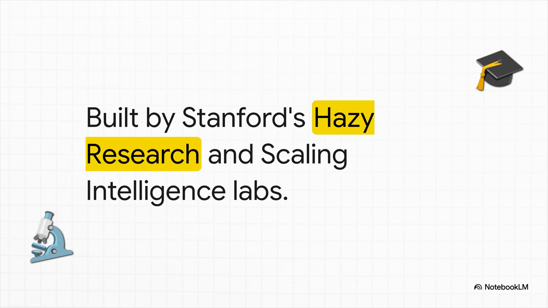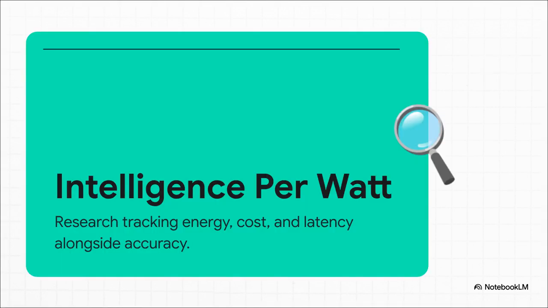They aren't building a toy here, they're trying to solve some of the most fundamental problems in how we actually interact with artificial intelligence. And this brilliantly illustrates the core philosophy driving those Stanford labs. It's a concept they call intelligence per watt. So what exactly does that mean for us?